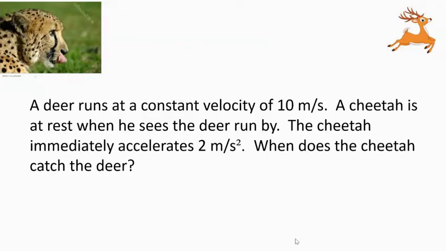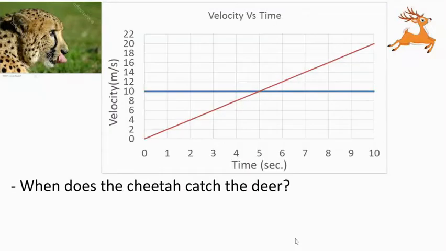Right, so first of all, we'll make a graph. The information they give us is velocity information. They don't give us position information, and that's what we need because we want to know when the deer and the cheetah are at the same place. Okay, so here is their velocity. Okay, and I just used the information from the problem to make this.